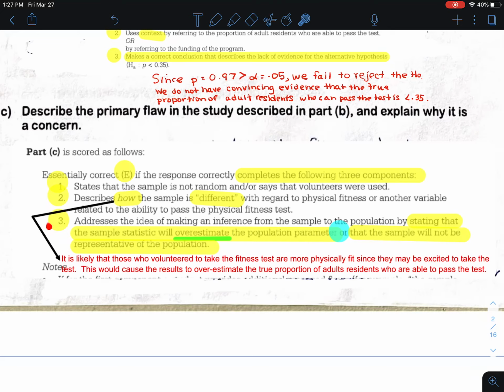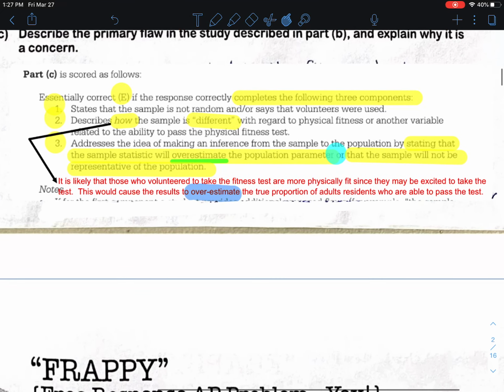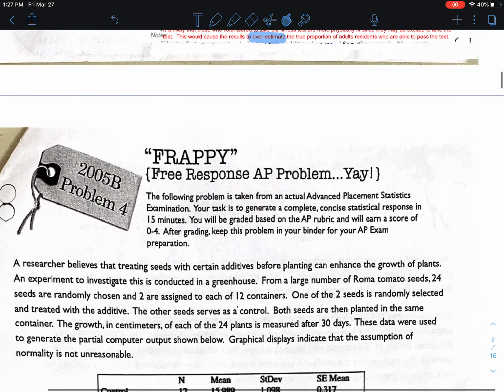Okay, and then look at part 3 here too. You have to state that your sample would overestimate your true proportion, okay, or that it would just not be representative of the population. This would cause the results to overestimate the true proportion of adult residents who are able to pass the test, because we've got a bunch of physically fit people who have volunteered, essentially.